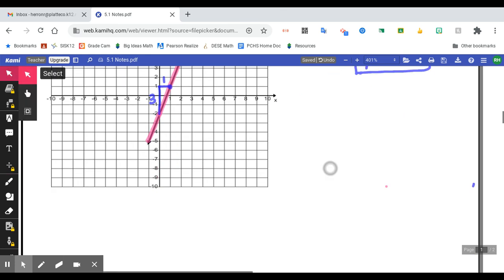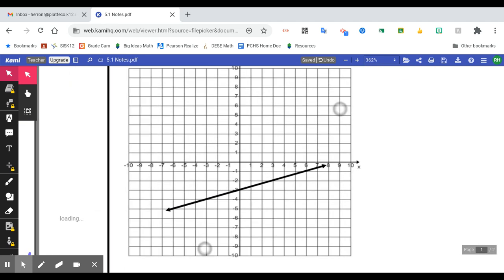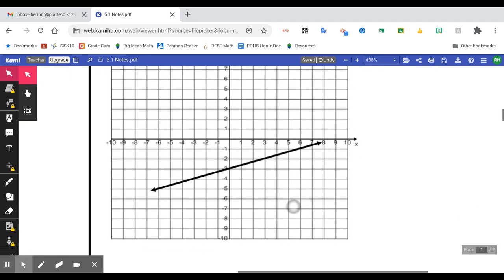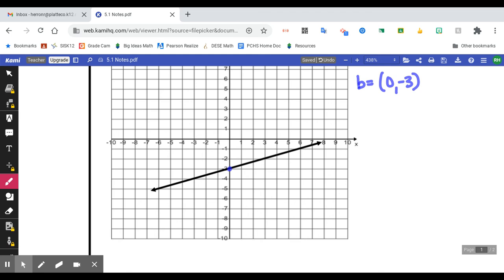Let's look at the next one. Same thing. Start with my y-intercept, which appears to be right here. Even though that's kind of covered up, you can see that that is -3. So my b value equals 0, -3. The next place along the line I can put a point is here, or I could put one here, or I could put one back here. Any of them is fine.